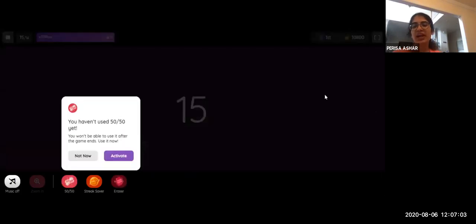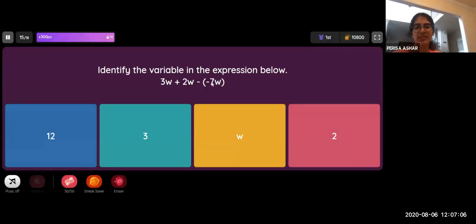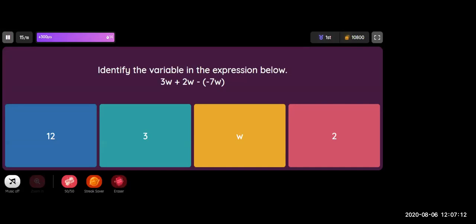And just remember, if you answer first, you get the points. I'm seeing a lot of people saying the right answer, but not super quickly. Okay, so identify the variable in this expression below.